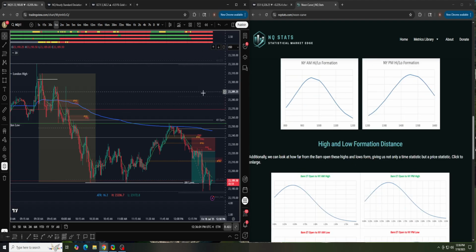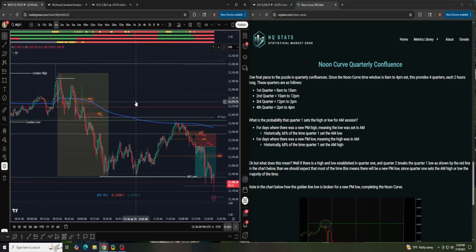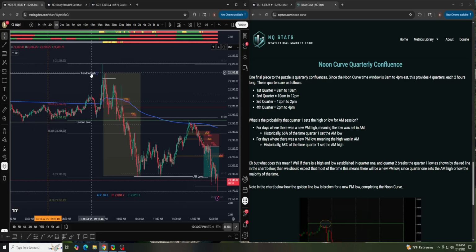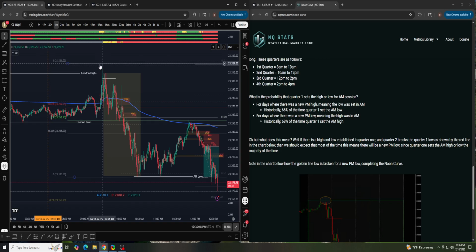So this particular setup using the noon curve, basically what it says is, Chris's day basically starts at 8, and there are quadrants. So 8 to 10, 10 to 12, 12 to 2, 2 to 4. So if we assume that the high was made in the first quadrant, 8 to 10, and then from 10 to 12, the second quadrant makes a lower low, which is off 10 o'clock. Okay, so high, low, and then we make a lower low.